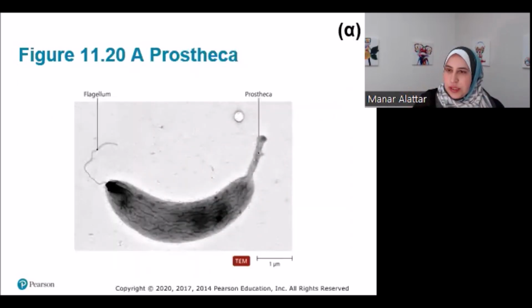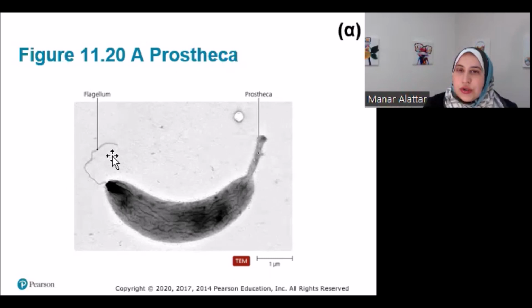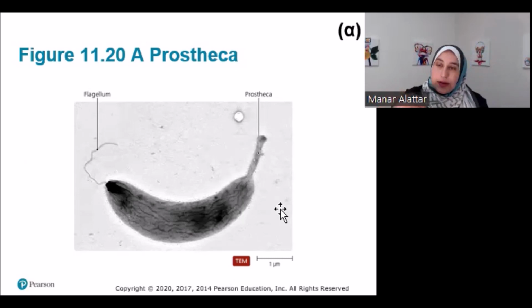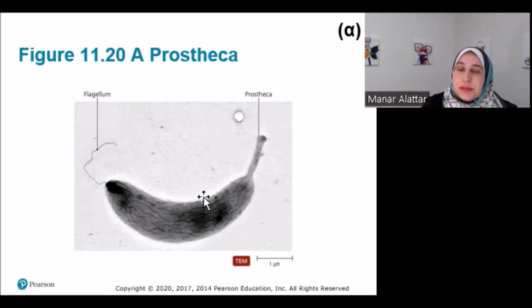Since they have these unique nutrient requirements, oftentimes they need to adhere to surfaces where those nutrients are present. And that's also important in the production of various biofilms. So you can see the prosthecae here. Instead of it just being an external attachment like a filament, it's actually almost an extension of the cell that has some cytoplasm within it, and it allows them to attach and adhere to various surfaces.